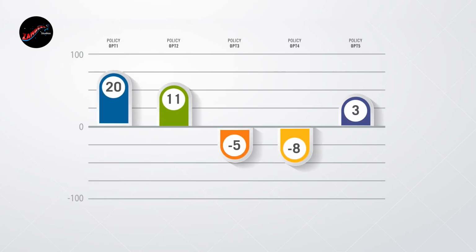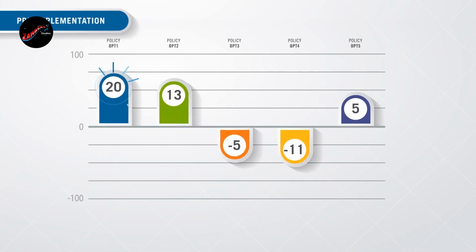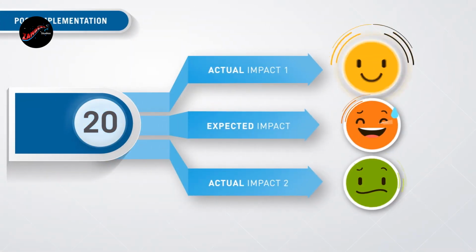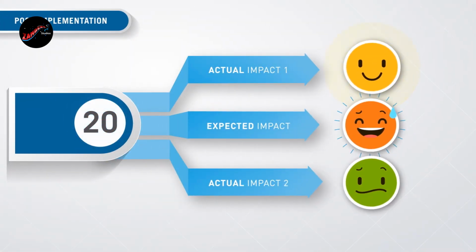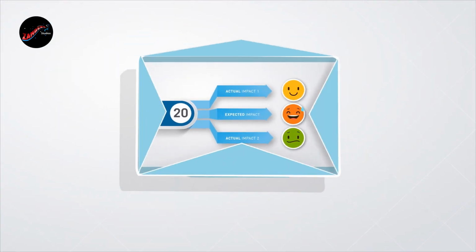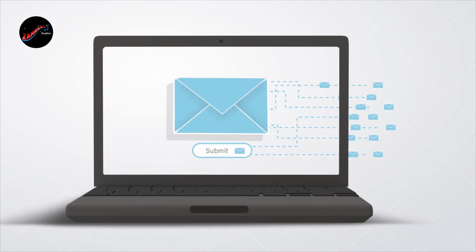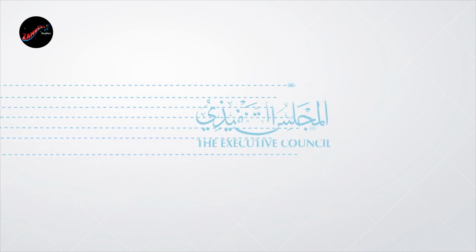The P2P score allows policymakers to compare the expected well-being impacts of alternative policy options, or help them assess the policy's well-being impacts post-implementation. Policymakers will be requested to submit these P2P assessments online to the Executive Council.